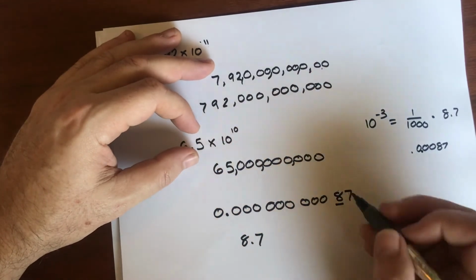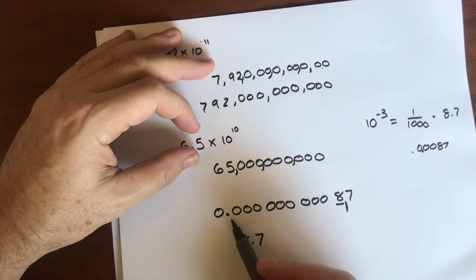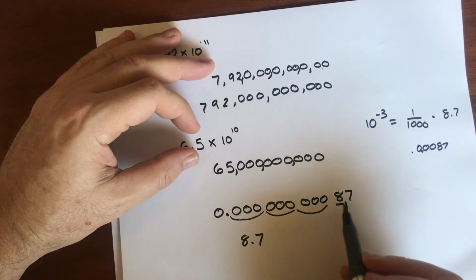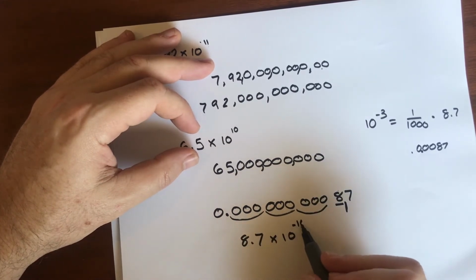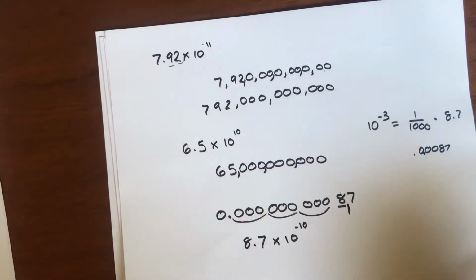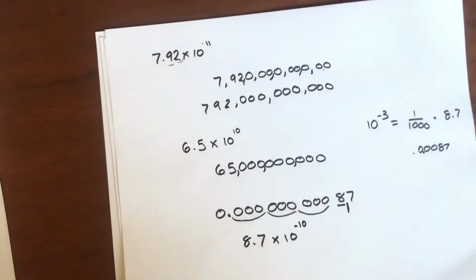Now let's count how many decimal spaces it moved. It moved to right here. So there's 3, 6, 9, one more makes 10. So instead of positive 10, it's now negative. Tiny numbers are negative numbers. Positive exponents are big numbers, right?